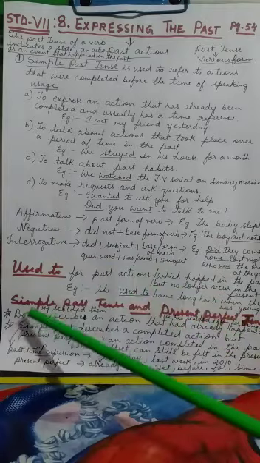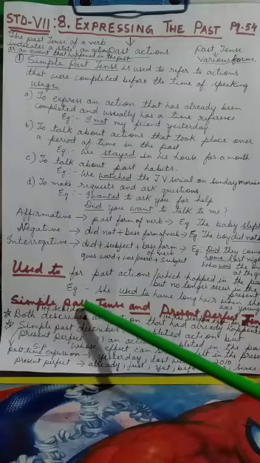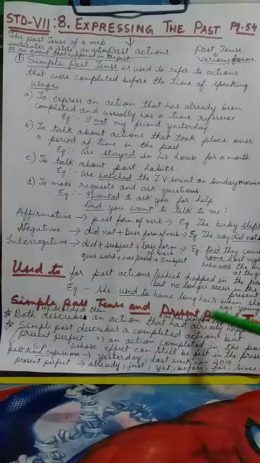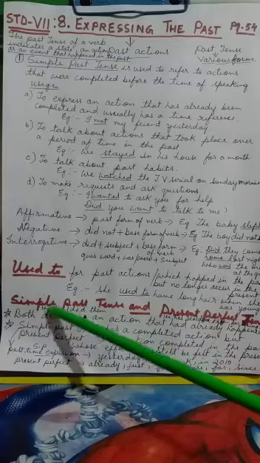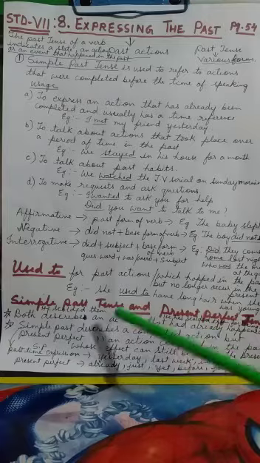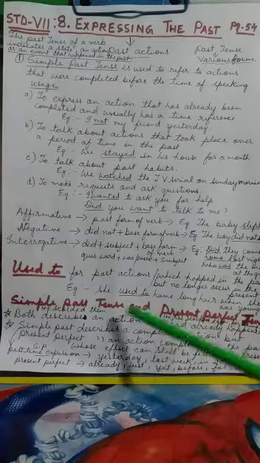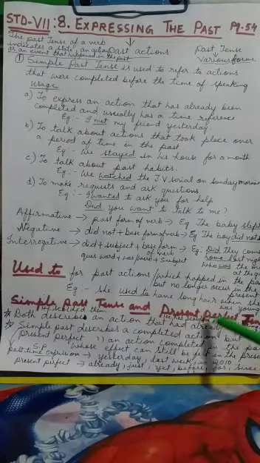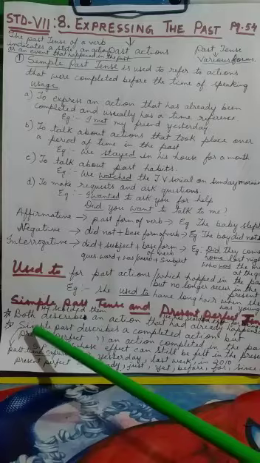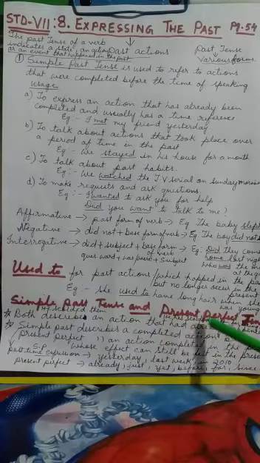Now, simple past tense and present perfect tense. We usually make mistakes in the usage of these two. When do we use simple past tense and when present perfect tense? Present perfect tense you have already done in the previous chapter, so we will just see here what it is. Both the simple past tense and present perfect tense describe an action that had already happened in the past.